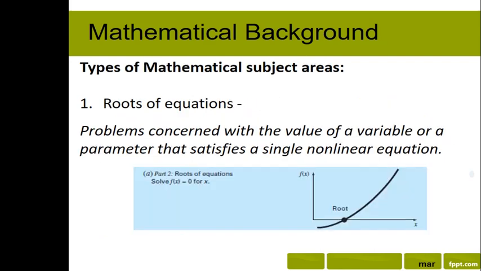Okay, so let's have some short mathematical background needed for these subject areas. Number one, we have roots of equations. So what is roots of equations? I'm sure familiar na kayo sa roots of equations. Ito yung algebra. It's problems concerned with the value of a variable or a parameter that satisfies a single nonlinear equation. An example is solve for the value of x when f(x) equals 0. Kanang mga quadratic equations, polynomials, linear, nonlinear, mga ganun. I'm sure sa mga calculator nyo, madali na lang to. Input mo na lang yung mga variables nyo, then solve na yung value ng x.